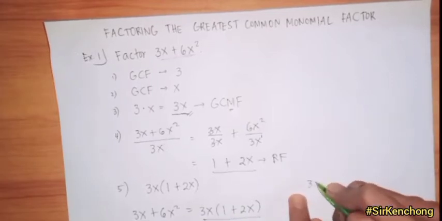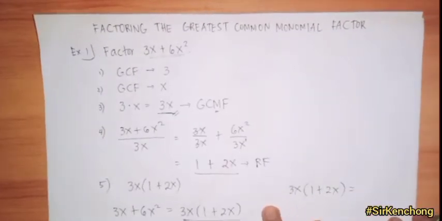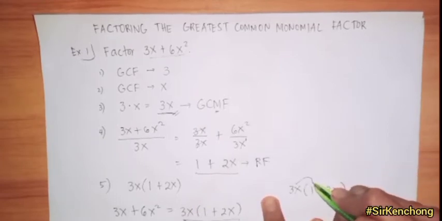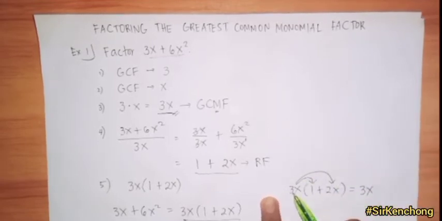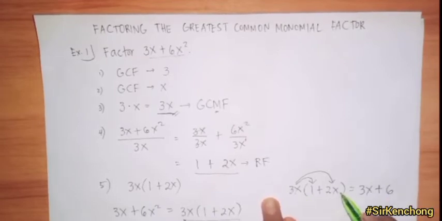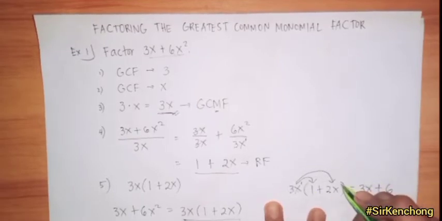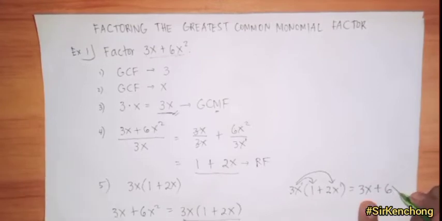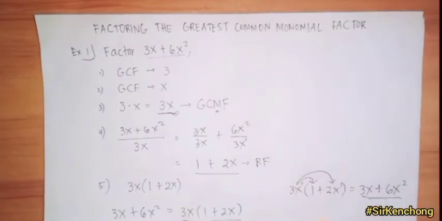Try natin i-multiply. 3x times the quantity 1 plus 2x. We multiply by distributive property. 3x times 1 is equal to 3x. 3x times 2x. So, yung mga numbers muna. 3 times 2 is equal to 6. And then, x times x. Apply natin yung isang law of exponent. Yun yung multiplying powers with the same base. So, if they have the same base, tapos i-multiply natin sila, ang gagawin natin sa exponent ay i-add. X to the first power, x to the first power, 1 plus 1 is 2. So, x squared. At ito ay parehas doon sa ating original polynomial.